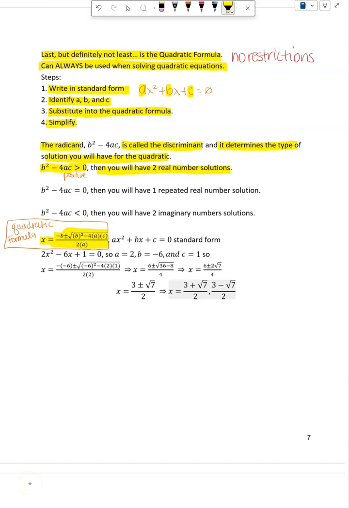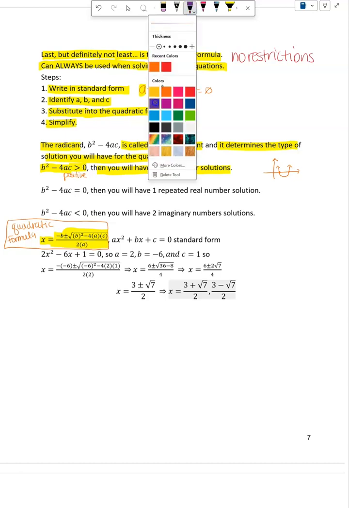And what the two real solutions will look like if it's graphed is something like this. We would have one here, one here. A quadratic always graphs like a parabola, like a U or a bowl. So it would look like that. That would be our two solutions, okay?